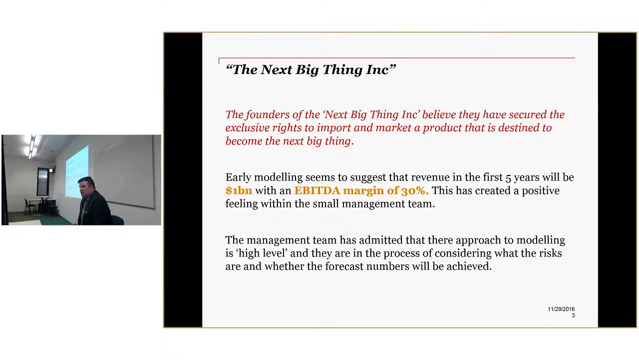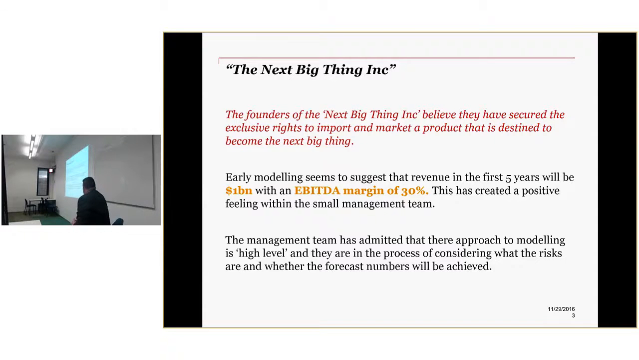So one lesson I learned in my career early on is someone said to me, this was one of the big four banks, in a place like this, good news travels fast. So in this case, people are really jumping at the fact that they could make 300 million. They'll look at how they fund it and what it means for them. So I've just said here, the management team has admitted that their approach to the modelling is high level, and they're in a process of considering what the risks are and whether the forecast numbers will be achieved.